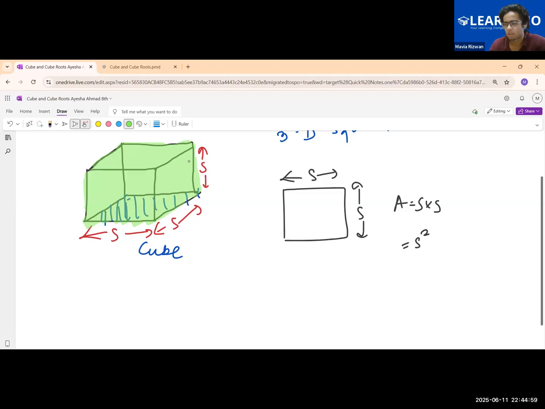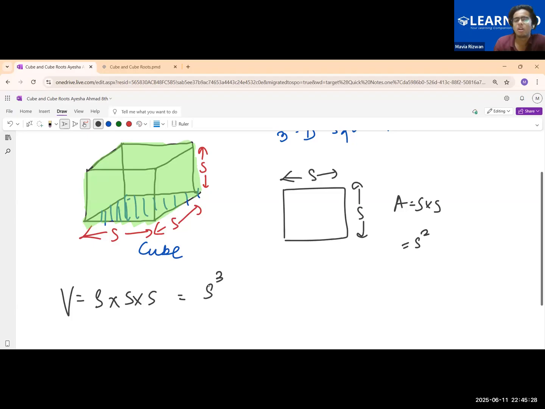Okay, Aisha. We don't need to go into depth now, we'll learn it in the chapter on surface area and volumes. For now, we need to know that the volume of a cube is given by side into side into side. So this is side multiplied by itself three times. Can I write it as s to the power 3? Yes, sir. So s to the power 3 is the volume of a cube.